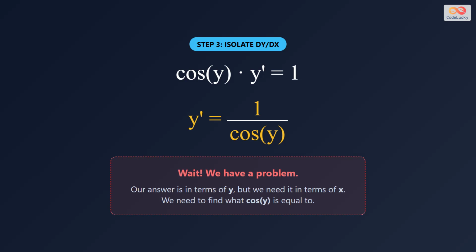Next, we solve for y prime. By dividing both sides by cosine of y, we get y prime equals 1 over cosine of y. However, we have a problem. Our answer is in terms of y, but we need it in terms of x.